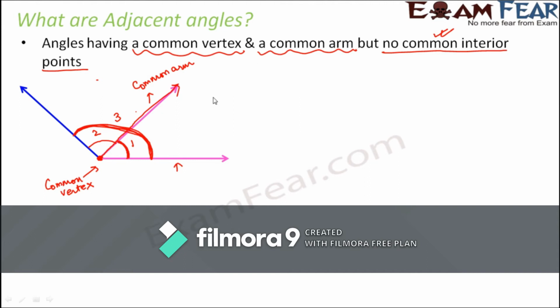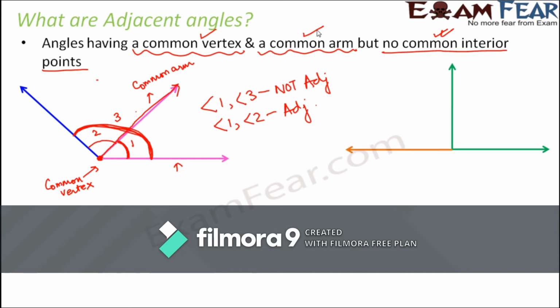So angle 1 and angle 3 are not adjacent, whereas angle 1 and angle 2 are adjacent. So this is where these three conditions help. Only when the three conditions are satisfied can we say that two angles are adjacent angles. So let us take one more example.